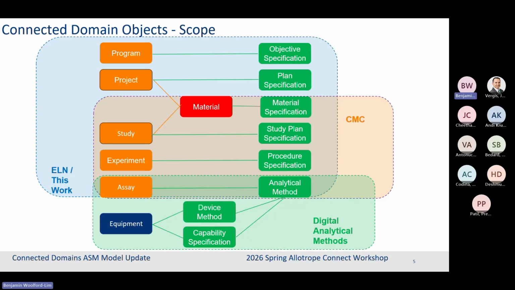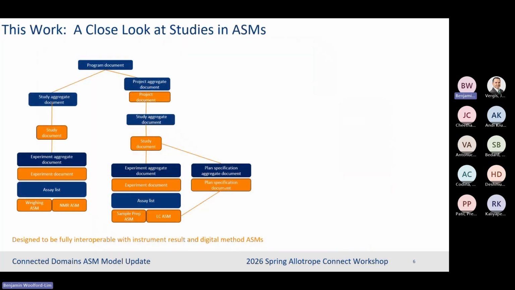And then very loosely, we've just put some borders around this to show the work that's already been done and the work that's going on now. So we have the ELN work that morphed into this work on defining studies, the CMC workflow, and the digital analytical methods, which has all happened already. So if we take a look at what's happened in an ASM, those concepts all turn into documents. You have a program document, a project aggregate document, a project document, etc., all the way down until you hit your actual analytical analysis ASMs.